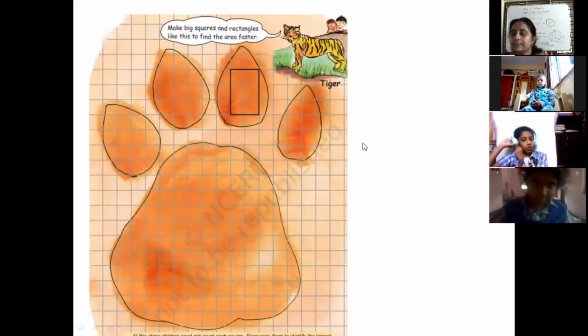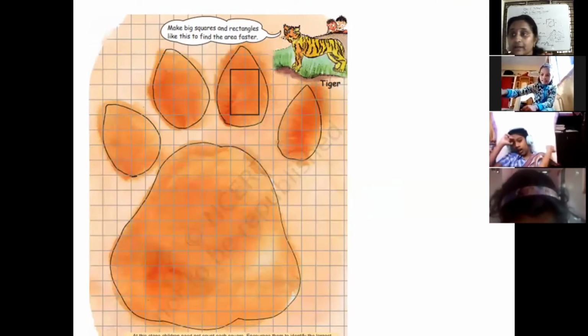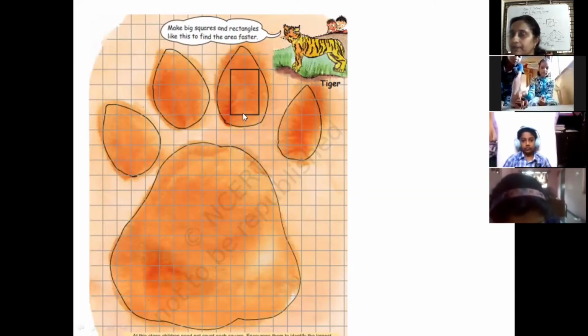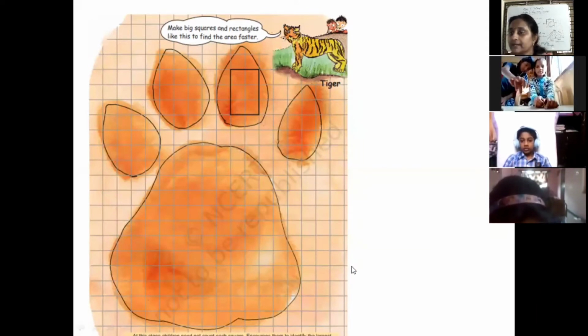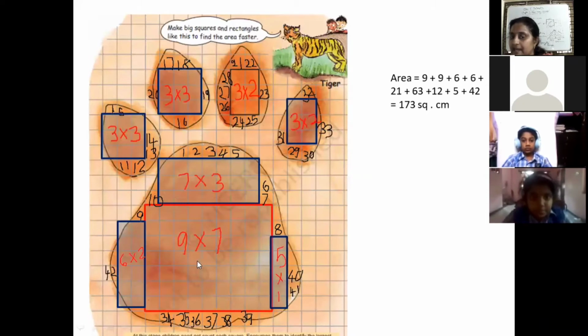So here, this is the big footprint of a tiger. We could count all the squares, but instead the easiest way is to make as many rectangles as possible. How many big rectangles or squares can we make? We can make each of these, and later find the remaining squares by counting. So here the first rectangle is 9 into 7. 9 sevens are how much? 63. Here we have 63.